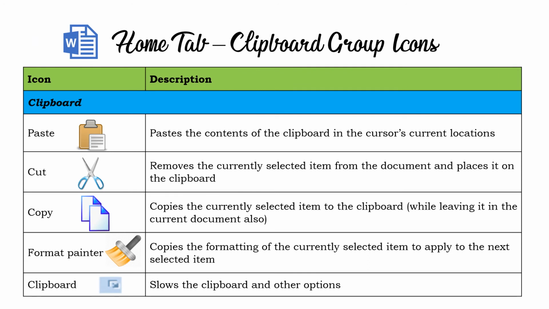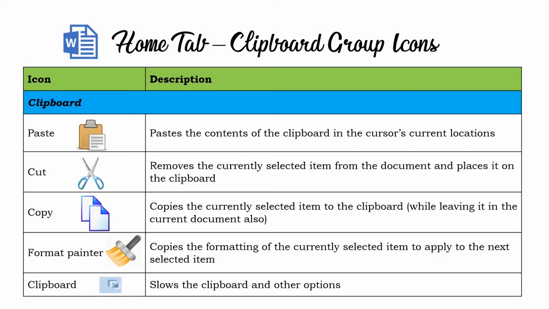Here we have tools that are available on the Clipboard tool group. Now in the Clipboard tool group, we have options such as Paste, Cut, Copy, Format Painter, and Clipboard. Paste, if you pay attention to what the icon looks like, is a clipboard with a little sheet of paper attached to it. This tool allows you to paste the contents that are on the clipboard in the cursor's current position, keeping in mind that where your cursor is, is where your image or your words will be pasted.